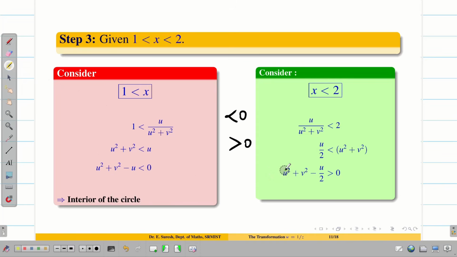Why we are telling this is circle? Because the coefficient of U square and V square is simply 1. So for 1 less than X, we get interior of the circle. When X less than 2, it is exterior of the circle.